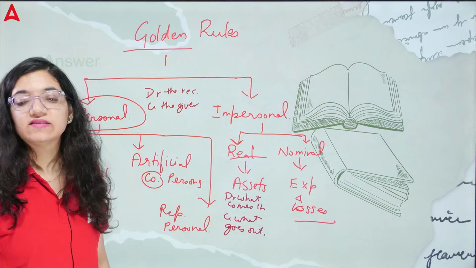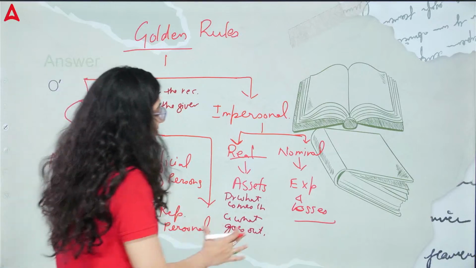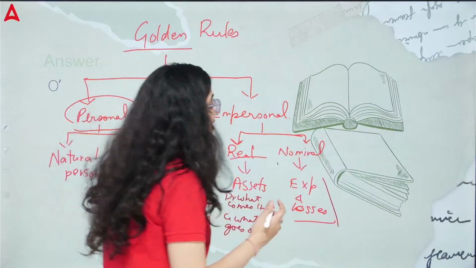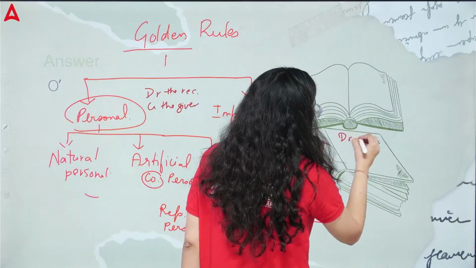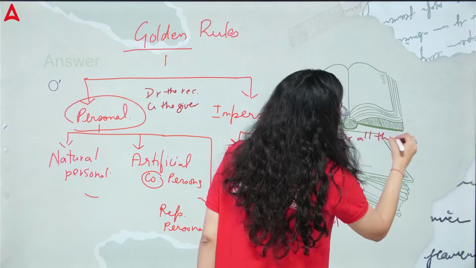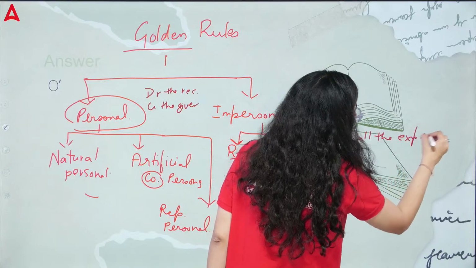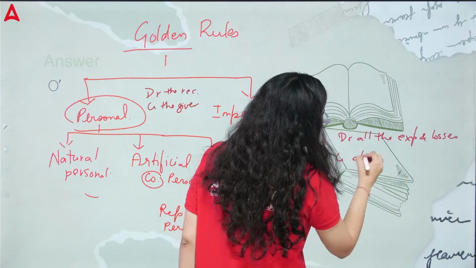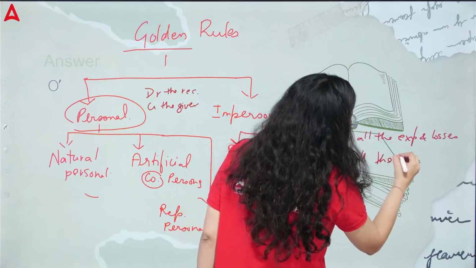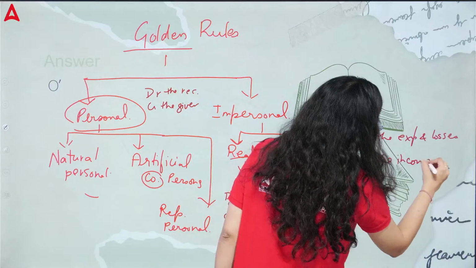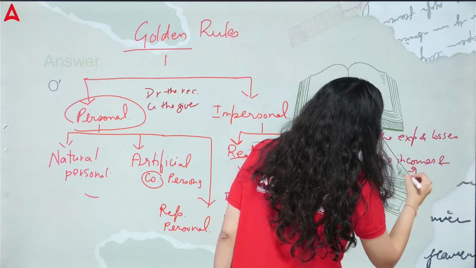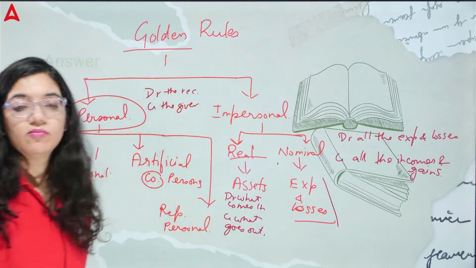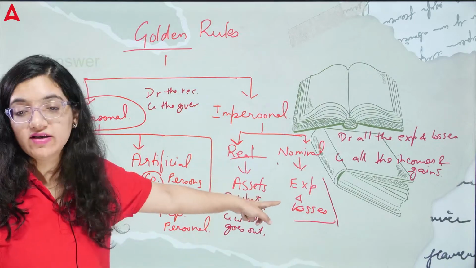Yes, incomes and gains are also nominal, sir. Basically, when we talk about expenses and incomes in terms of nominal account, now nominal account says debit all the expenses as well as losses and credit all the incomes and gains. Both incomes and gains are covered here.